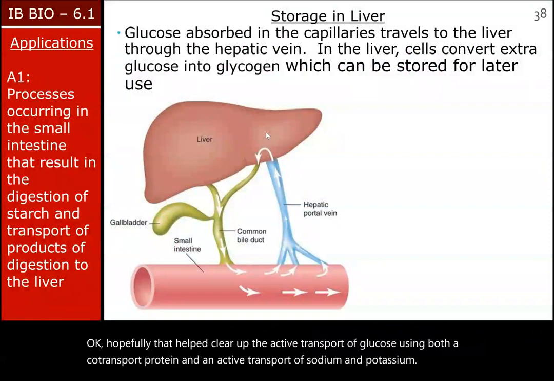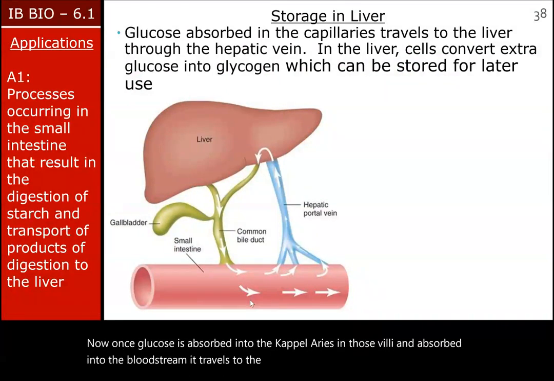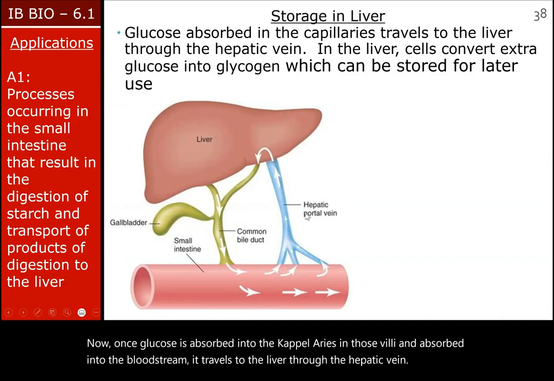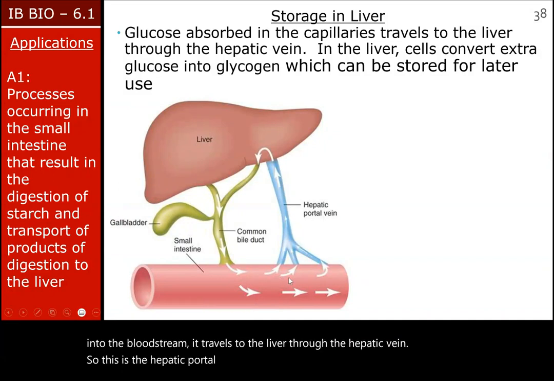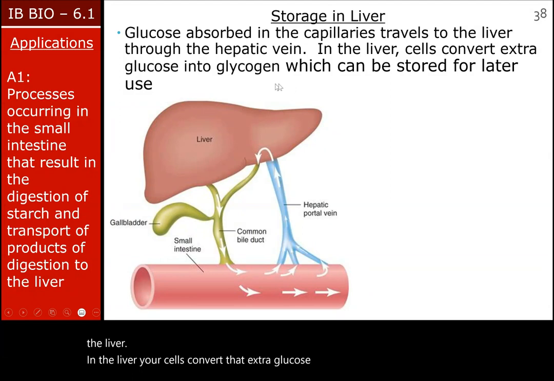Okay. Now, once glucose is absorbed into the capillaries in those villi and absorbed into the bloodstream, it travels to the liver through the hepatic vein. So this is the hepatic portal vein, right? It's going to flow from the intestines to the liver. Now, in the liver, your cells convert that extra glucose into larger glycogen molecules, which are stored for later use.